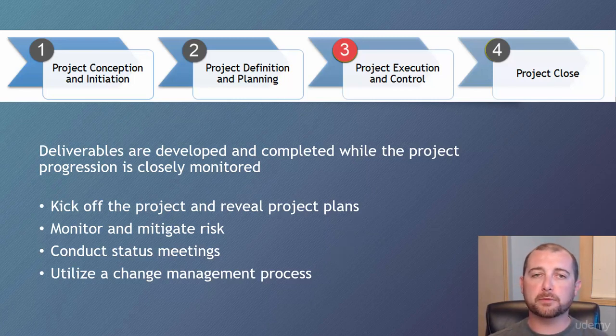We'll then go through talking about monitoring and mitigating risk. We've done a good job to identify risks and assumptions early on in the project, but now we need to make sure we're monitoring and mitigating any risks or hurdles that come up as we're working through the project. Then we'll go over how to conduct status meetings. What are the important aspects of status meetings and what should be accomplished throughout them.